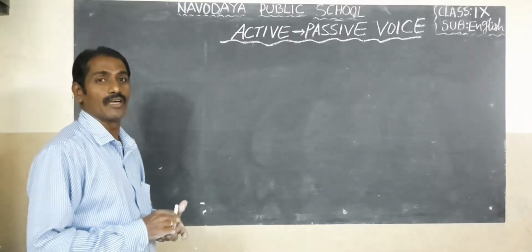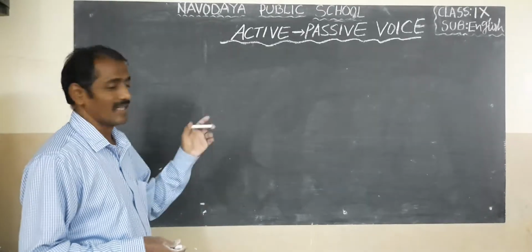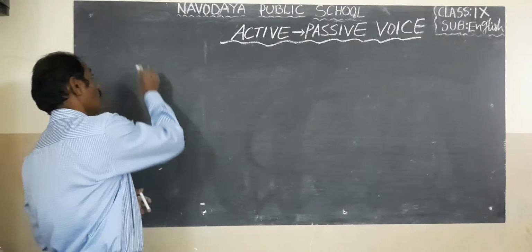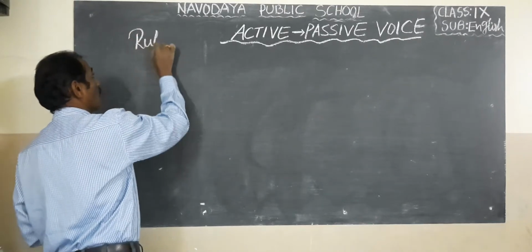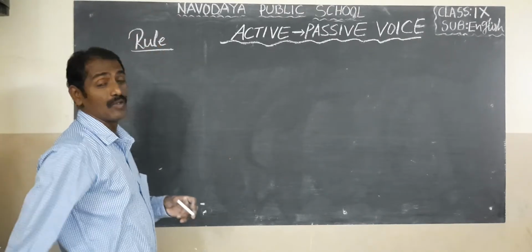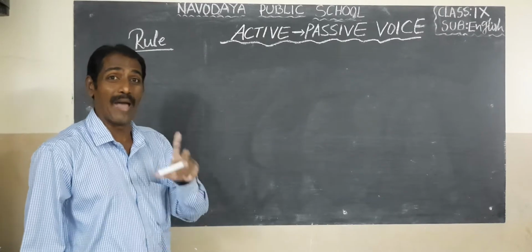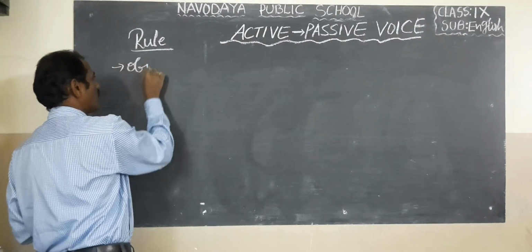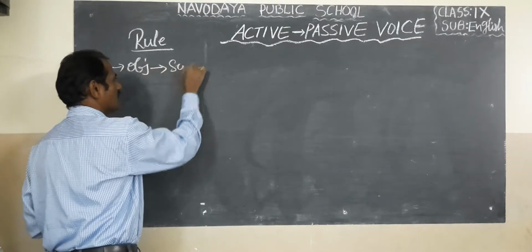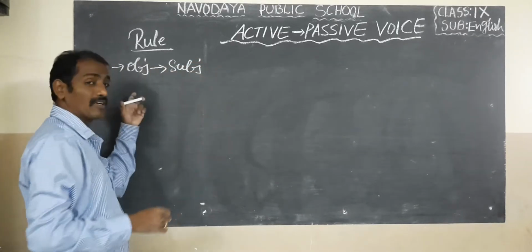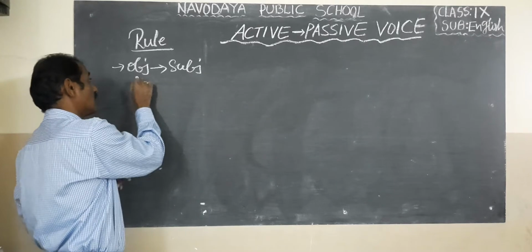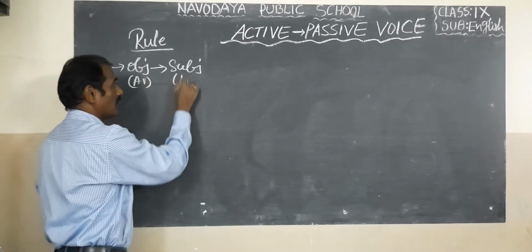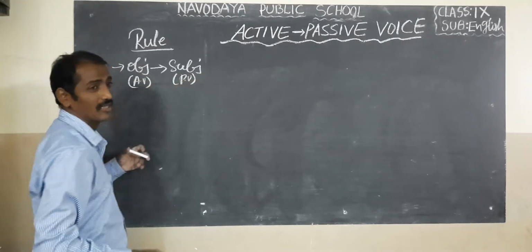See, children, unit 2 is active and passive voice. First, let me tell you the rules for changing from active voice to passive voice. The first one is: the object becomes the subject. The object of the active voice becomes the subject in the passive voice.